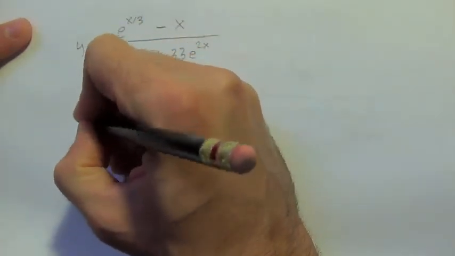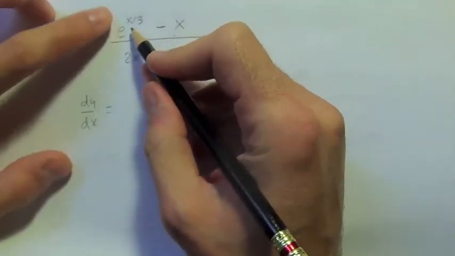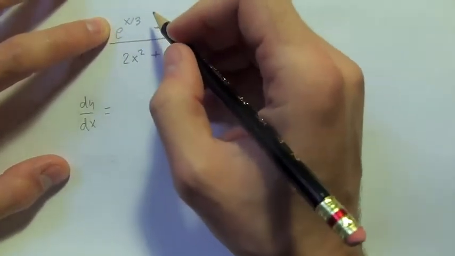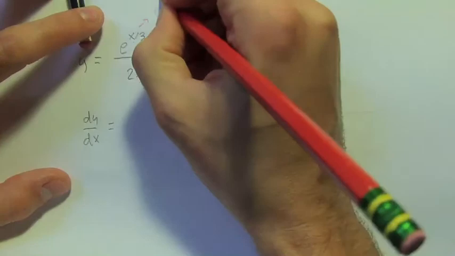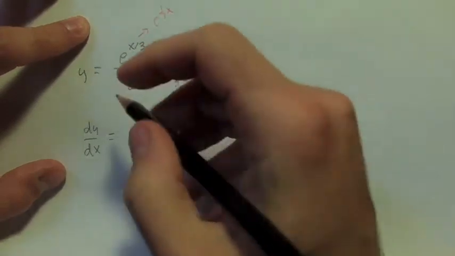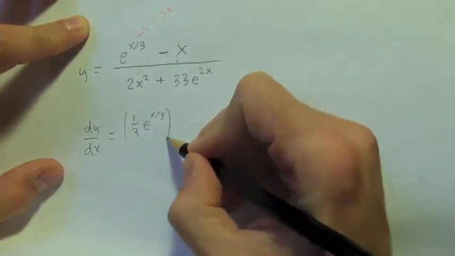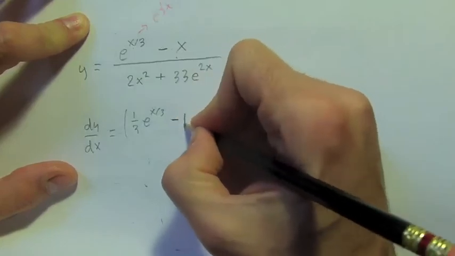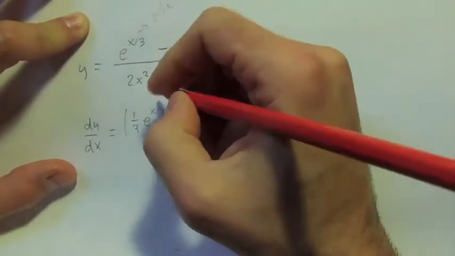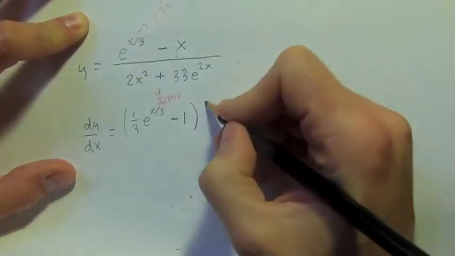So when I take the derivative, it will be the derivative of the top. The top goes first. This piece is e to the 1/3 x. So when I take the derivative of e to the 1/3 x, it'll be 1/3 e to the x over 3, or e to the 1/3 x. Then minus 1. So here's the derivative of the top, times the bottom left alone.